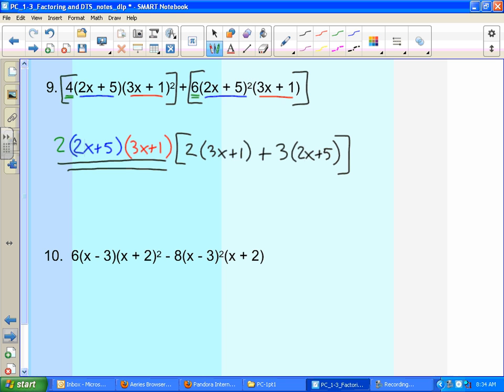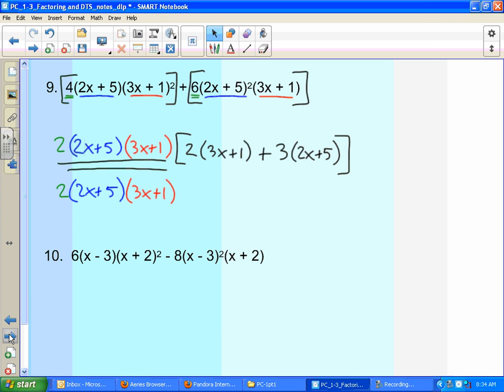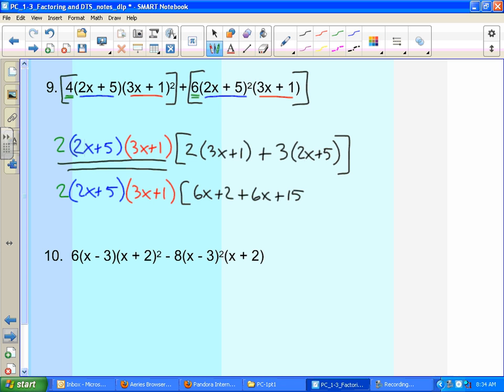Now I have some work to do on the inside with some distribution and combining like terms, so we'll continue to look at simplifying here. So the GCF is still hanging out. And now on the inside, I got 6x plus 2 plus 6x plus 15. And then finally, we can write our final factored form here. I'm going to change those brackets back to parentheses. Again, that really doesn't matter. I have 6x and 6x combining like terms, and then 2 and 15. Get our factored form.